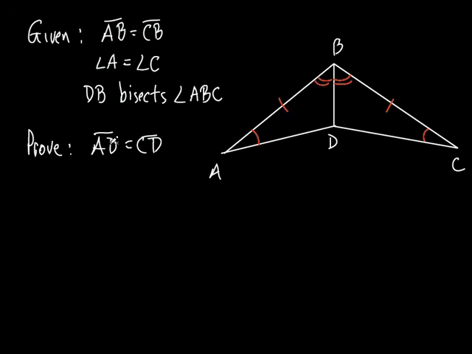Angle, side, angle. But that's not what they ask, though. They don't ask you to prove the triangles are congruent. They ask you to prove that AD and CD are equal to each other. So you must prove the triangles congruent first, right? And then you can say that AD and CD are equal because of what? Corresponding parts of congruent triangles are congruent.